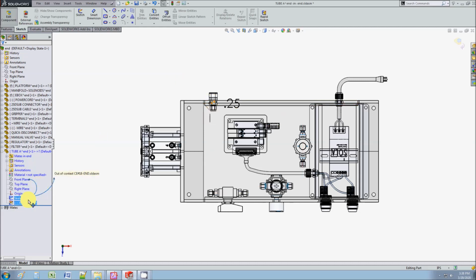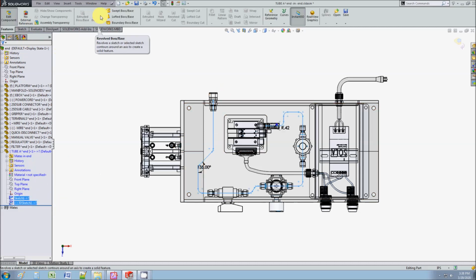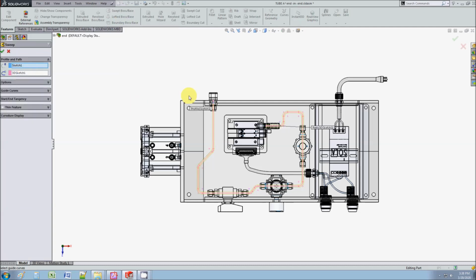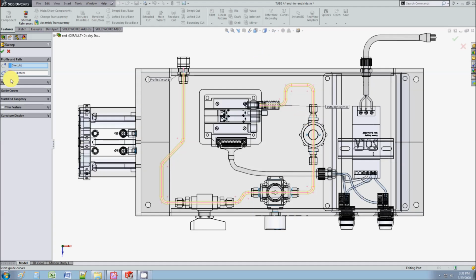Okay, it's a circle we created. Select the path. I'm going to go to features and hit swept boss and base, and you can see the profile that was generated here.